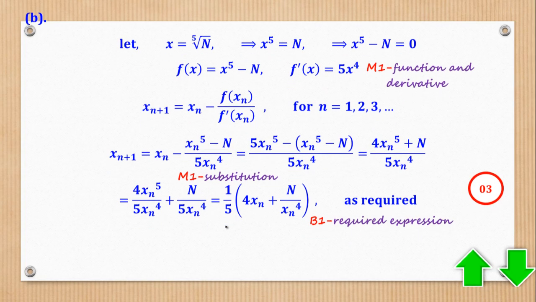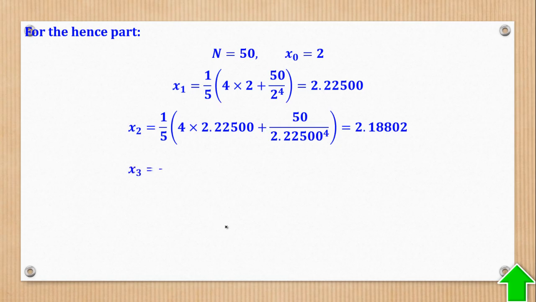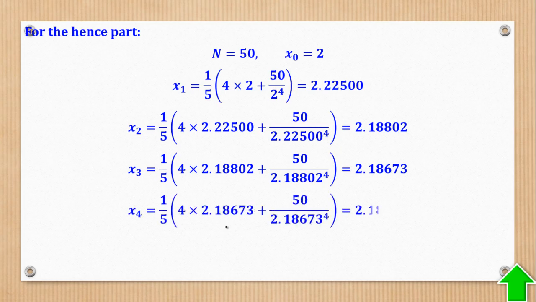Then for the hence part, they wanted the fifth root of 50, meaning capital N is 50 and x0 is 2. Therefore, substitute x1 and come up with that. Use x1 to get x2. Use x2 to get x3. And use x3 to get x4.